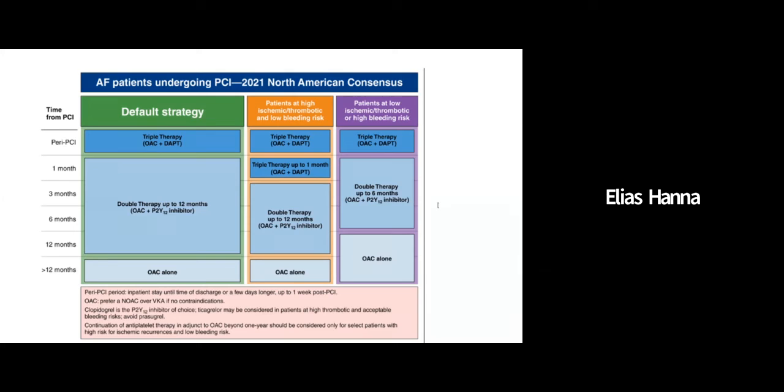And it has been proven by one trial called AFIRE trial, which used rivaroxaban. And actually, rivaroxaban plus Plavix versus rivaroxaban only more than a year after a stent was associated with increased mortality. So rivaroxaban only had lower mortality. Okay. So that's the default strategy.